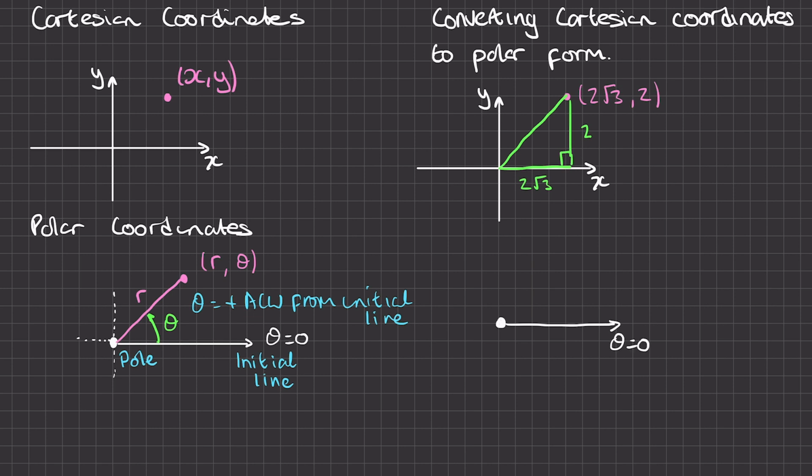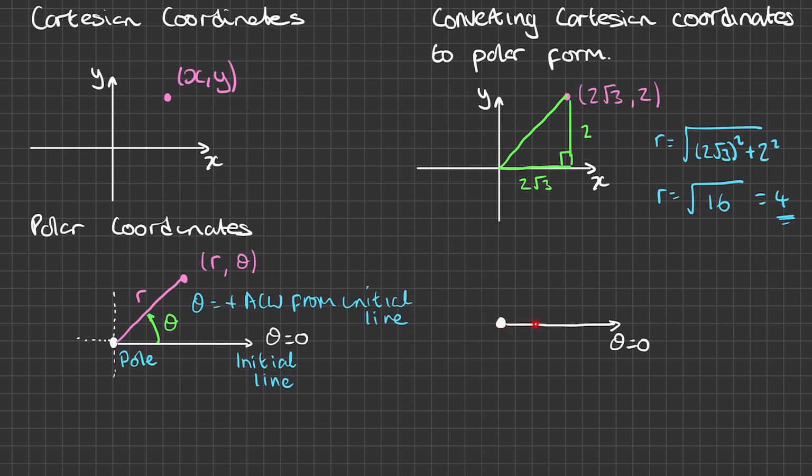To work out the radius, we can apply Pythagoras' theorem to this right angle triangle. So the radius will be the square root of 2 root 3 squared plus 2 squared. This gives us the radius of 12 plus 4, so the square root of 16, which is 4. So we know that our radius is 4, now we need to work out theta.